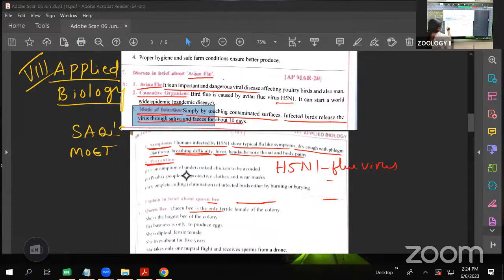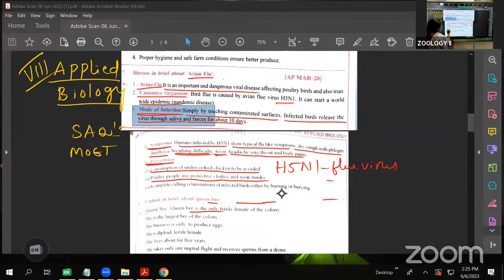The consumption of undercooked chicken should be avoided. If we eat undercooked chicken, the virus is not disintegrated, and that's why it causes the disease. Poultry workers wear protective clothing, masks, and gloves on their hands, because they are touching surfaces.